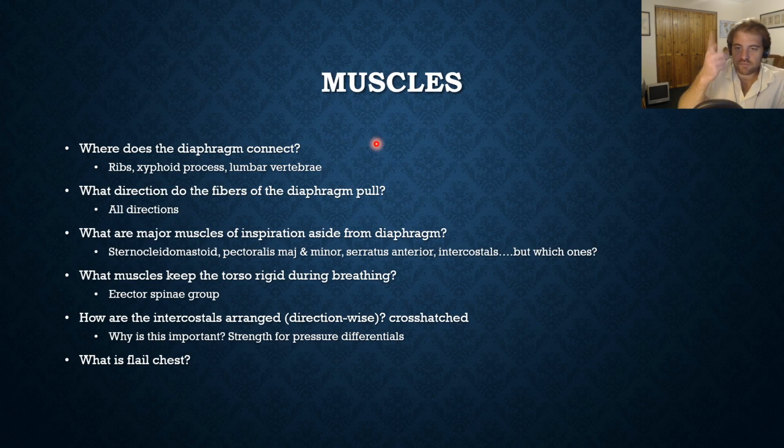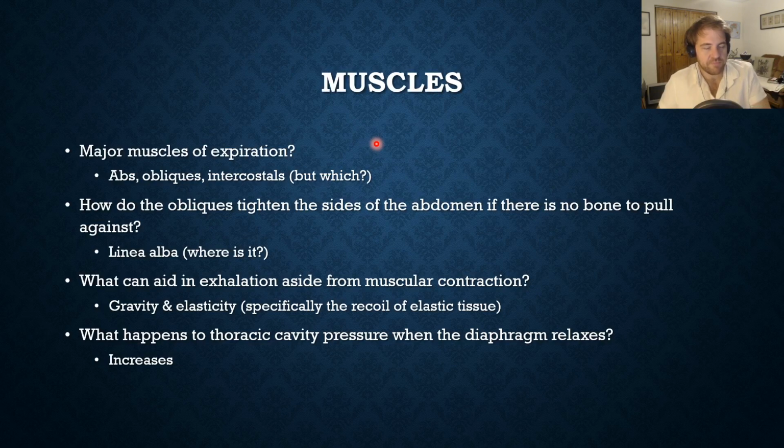Flail chest, that's up to you to figure that one out. Muscles of expiration, you're going to have the abs, the obliques, and some of your intercostals. But again, which intercostals?